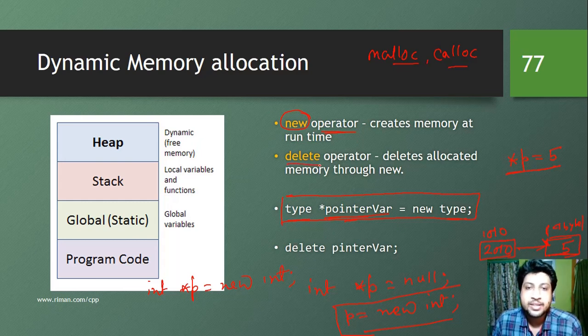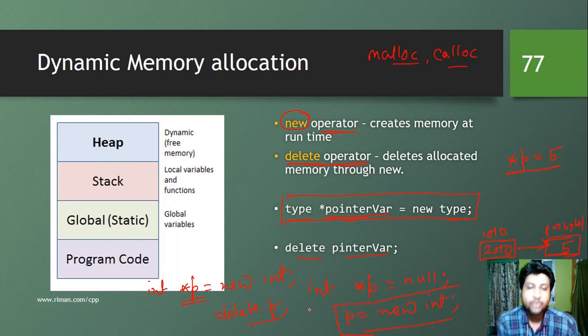And there is another operator, dealloc. Oh sorry, not dealloc, this is delete. So the delete operator is used to deallocate or delete the memory allocated through new. So whatever is allocated through the new operator can be deleted using this delete operator. So the syntax is simple: delete the pointer variable. So if we want to delete this pointer variable p, what do we have to write? We have to just write delete p. So this will delete the runtime allocated memory.